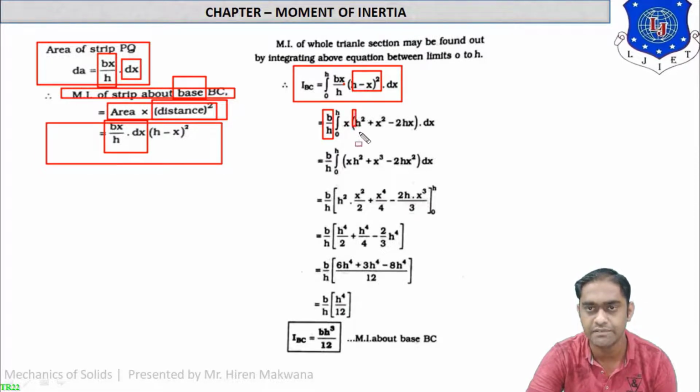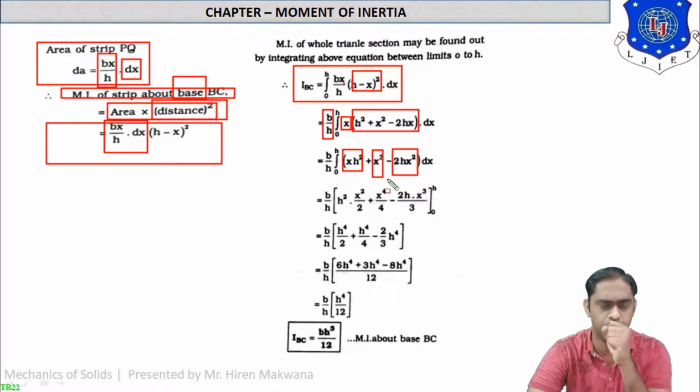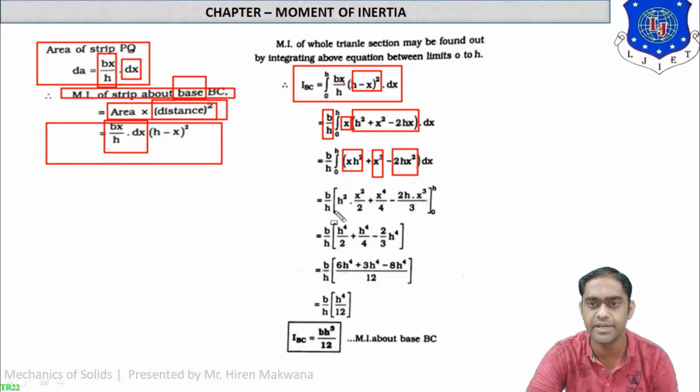Expand this term, it will give you h square plus x square minus 2hx. x is in the multiplication as it is. Now multiply this x in the bracket. So you will get x into h square plus x cube minus 2hx square into dx. b by h will be as it is.